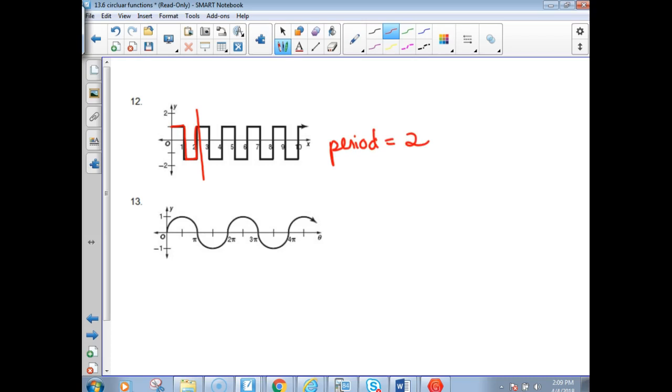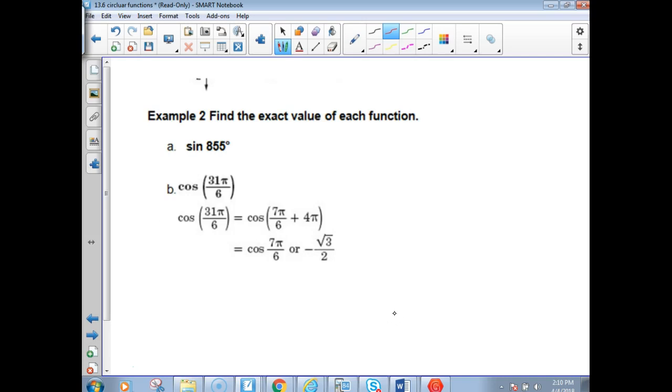And 13, the period is 2 pi. And that happens to be y equals the sine of theta. Okay, we're going to learn how to graph that and label all the x-axis and stuff. It's really not that hard. And we're going to do stuff to it, like shift it and stretch it and all that stuff.